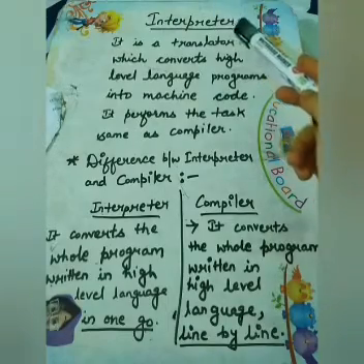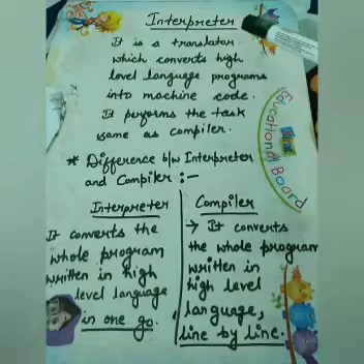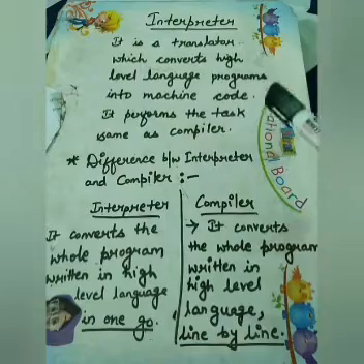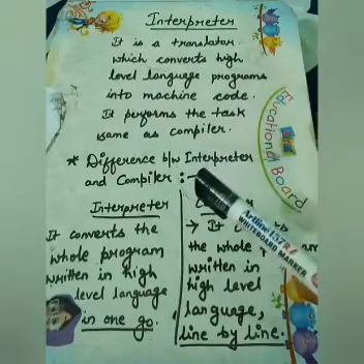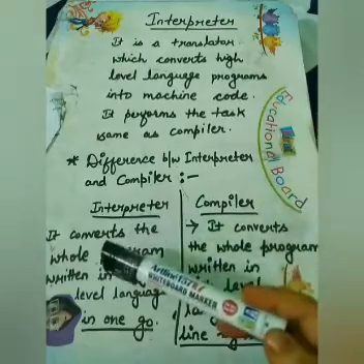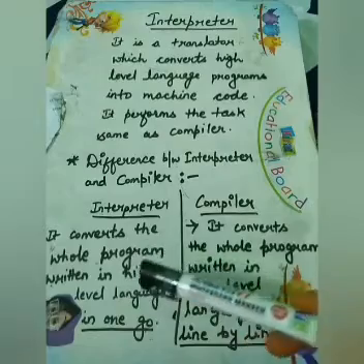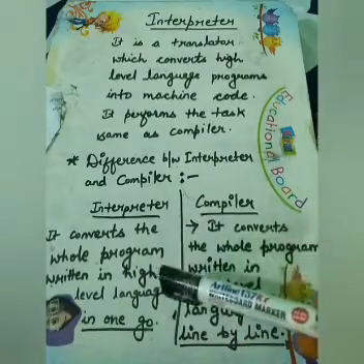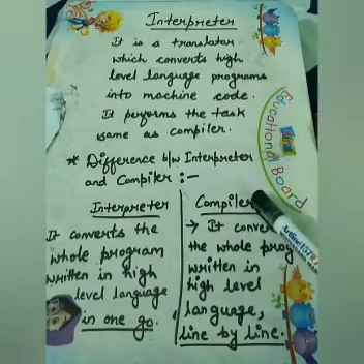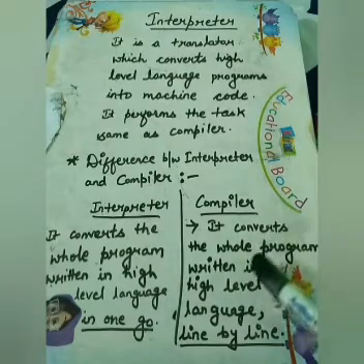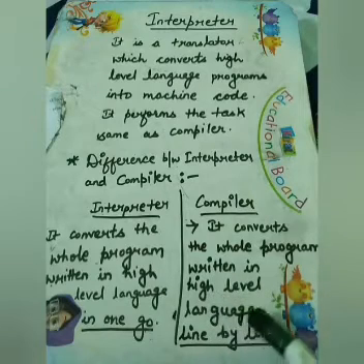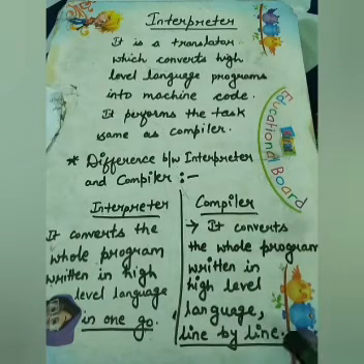Now children, interpreter and compiler perform the same task, means interpreter also translates the high level language programs into machine code. But there is a difference between both of them. Now what is that difference? Now interpreter converts the whole program written in high level language in one go, means it converts the whole program at a single time. And compiler converts the whole program written in high level language line by line, means it executes the whole coding line by line.